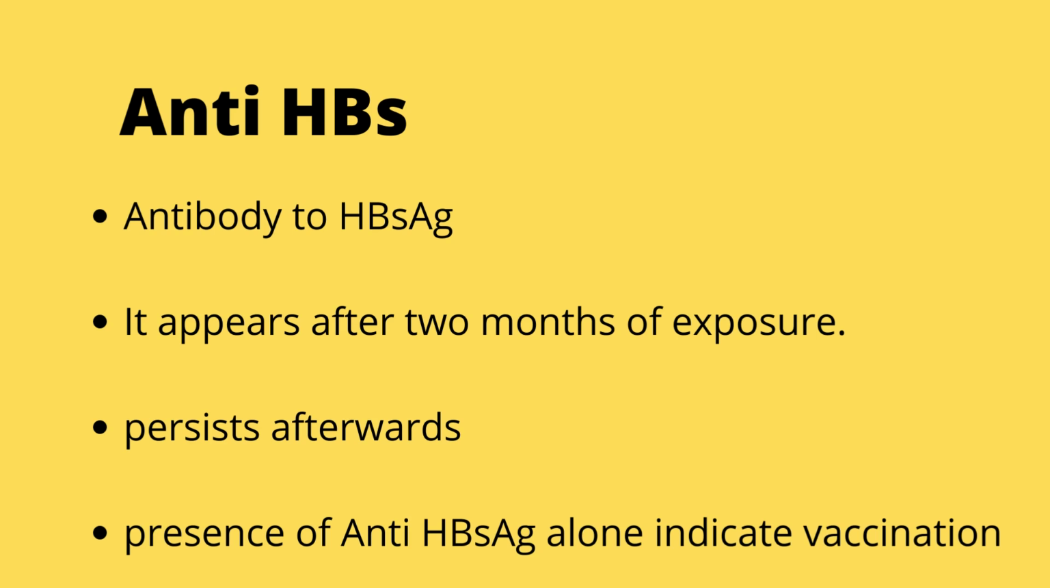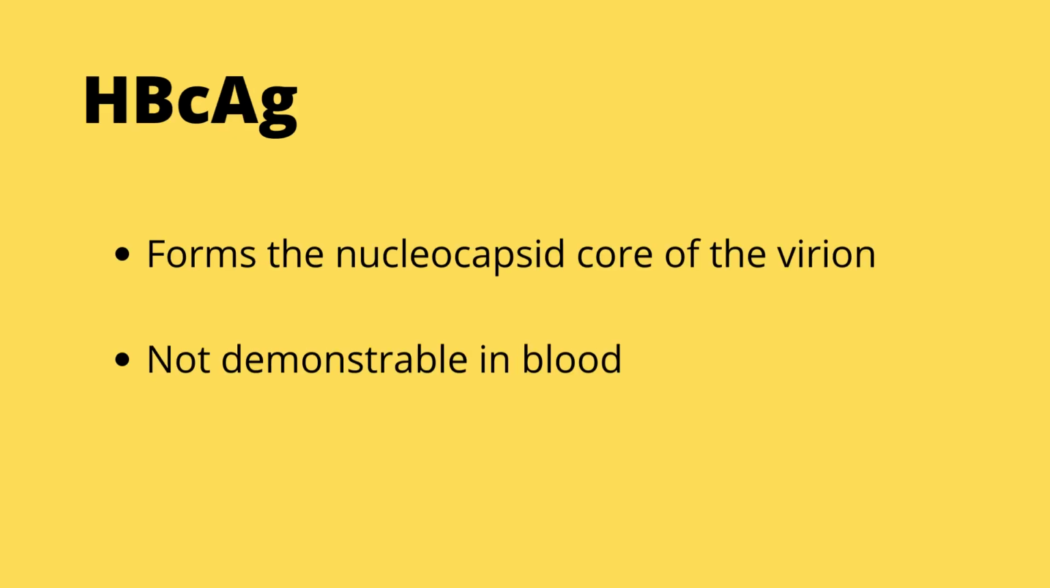Next is the antibody to surface antigen that appears in the blood after 2 months of exposure and then persists afterward. It is an important diagnostic factor because it indicates immunity. If it's present alone, it indicates vaccination status.